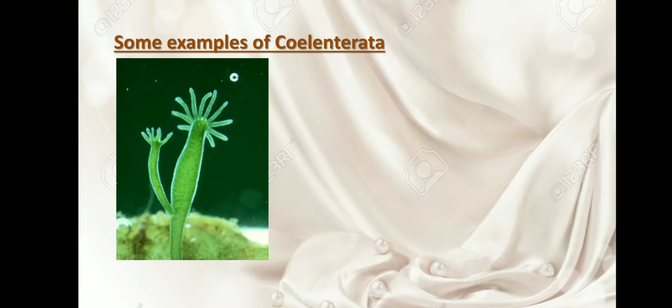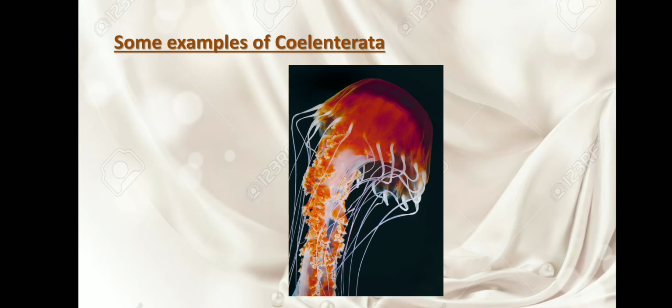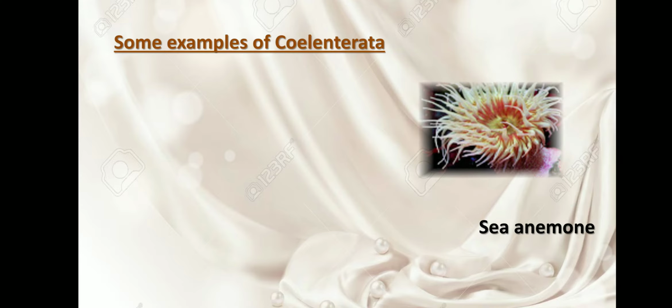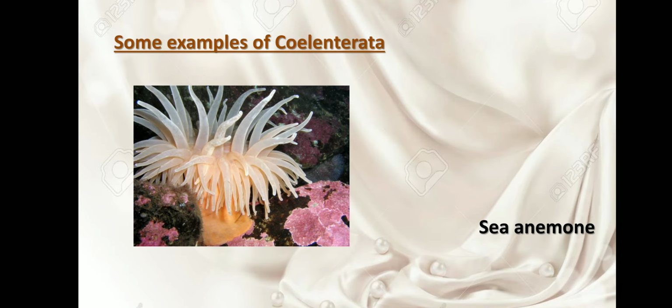Now some examples of Coelenterata. A very popular animal, I think everybody knows what this is. This is Hydra. The second very popular animal of this group, I think everybody knows, is the jellyfish. And one more animal looks like a Hydra, but it is not Hydra. It is more complicated than Hydra, multicellular. This is a sea anemone. One more picture of a sea anemone having lots of tentacles.